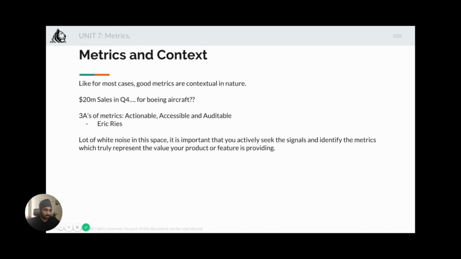There's a lot of white noise in the space. It is important that you actively seek the signals and identify the metrics which truly represent the value your product or feature is providing. It's very easy to get lost in this entire game of finding the right metrics, right context, and so on. A simple thumb rule that I follow is whether the metric truly represents the core value that your product delivers. If you have done unit one, unit two, unit three properly, then by now you would have a better understanding of what true value is, right?